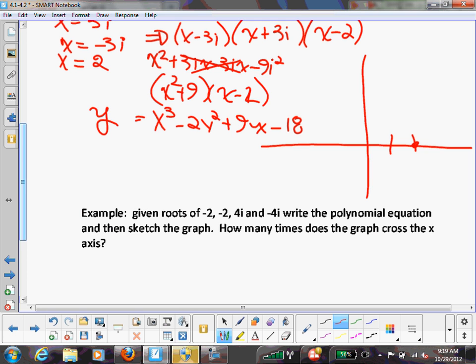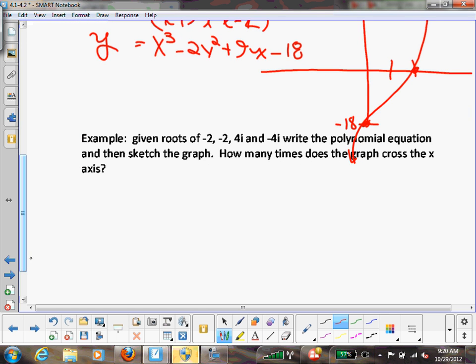We can also determine the y-intercept. What's the y-intercept? Negative 18. Here's negative 18. Don't we know what this should probably look like now? If we did a little sketch, we know it's going to come down and go up. Something like that. So we're getting more and more information on how to graph these polynomials. This is good enough. All right, let's look at the next one.